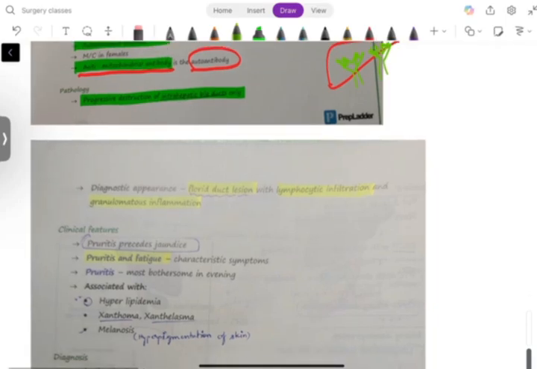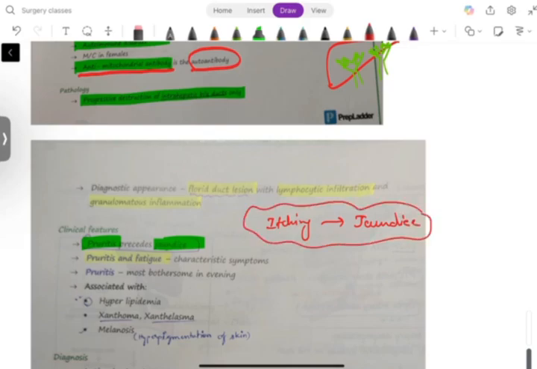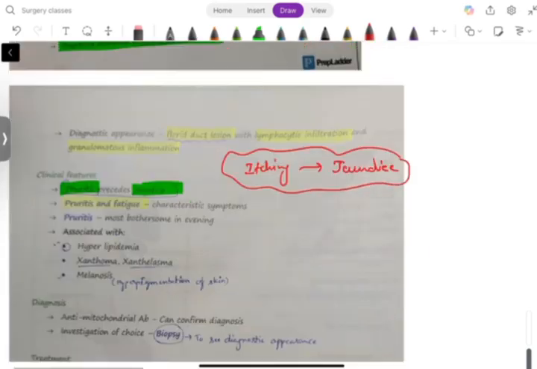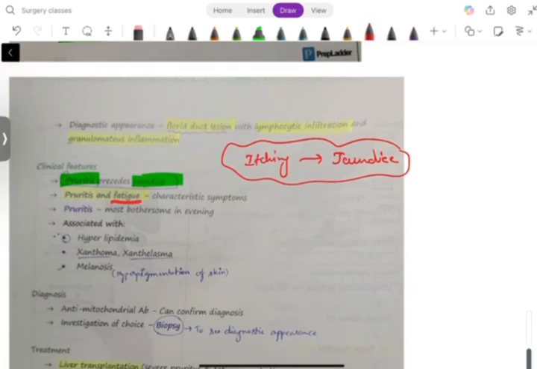Because of that there will be pruritus first and then jaundice. Progressive jaundice will appear only after certain destruction has occurred. So pruritus, I mean itching, will be there first, and then jaundice. This is a clinical feature in case of primary biliary cirrhosis. After this there will be fatigue. These are the characteristic symptoms.